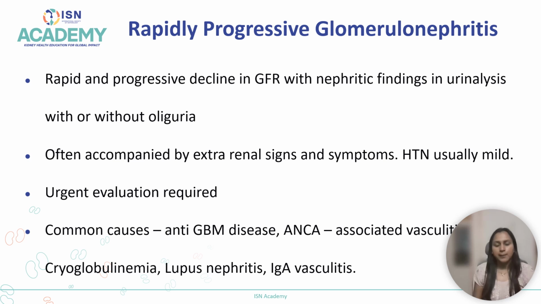We can classify rapidly progressive glomerulonephritis as type 1, type 2, and type 3. Under type 1, we have antiglomerular basement membrane disease. Under type 2, we have immune complex mediated diseases like cryoglobulinemia, lupus nephritis, IgA vasculitis. Under type 3, we have pauci-immune glomerulonephritis, like for example, ANCA-associated vasculitis.